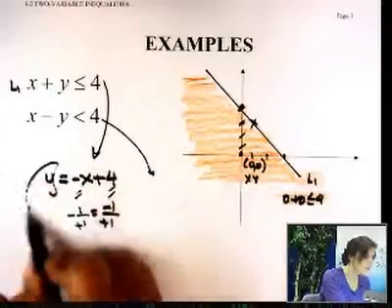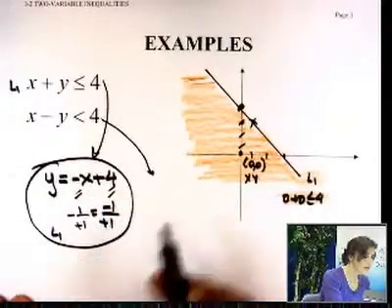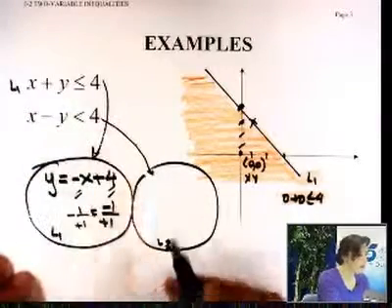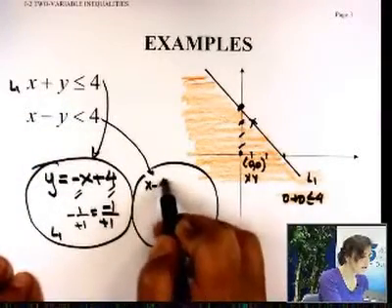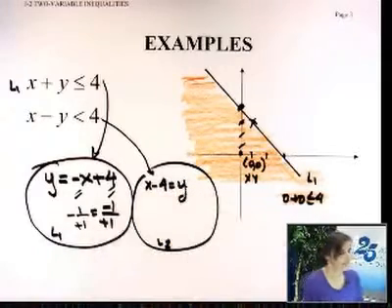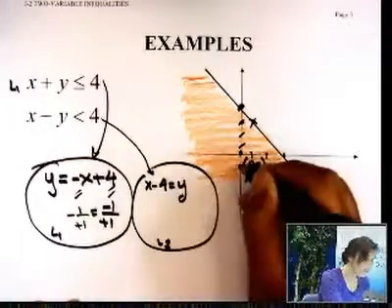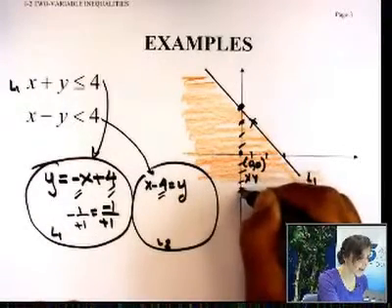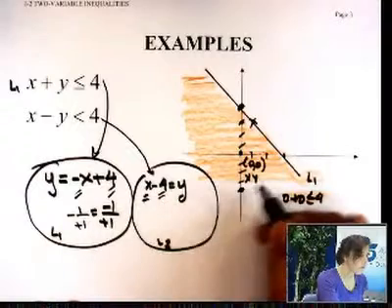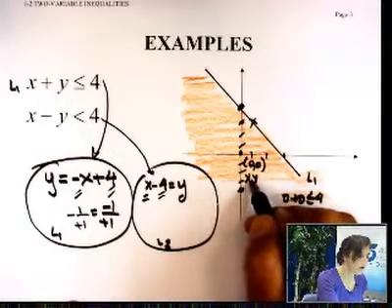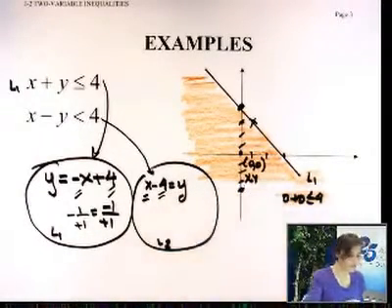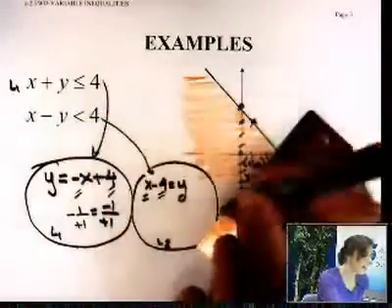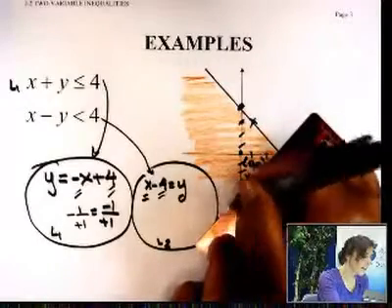Now I'm going to draw the other one and test it. Here's my L1. So let's do L2. L2 is, move the y, x minus 4 equals y. Okay, what does that mean? I start with the y-intercept, 1, 2, 3, 4, this way, that way. The slope is 1, so that means up 1 over 1. Let's draw. This time I'm going to draw a dotted line because it doesn't have an equal sign.